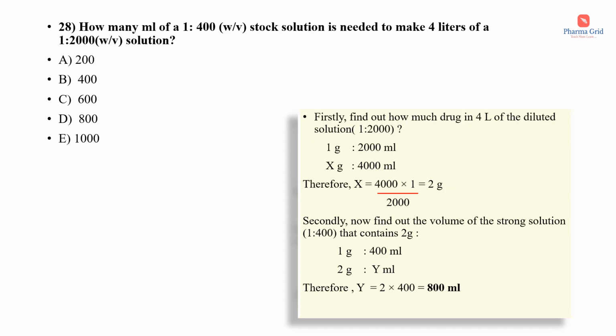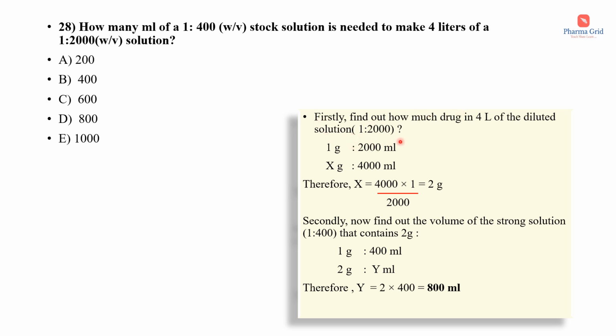Next question. How many ml of a 1:400 weight by volume stock solution is needed to make 4 liters of a 1:2000 weight by volume solution? So in the question, we need to prepare 4 liters of a 1:2000 weight by volume solution from a stock solution having concentration 1:400 weight by volume. Firstly, we will find out how much drug is present in 4 liters of the diluted solution. In this 4 liters, the concentration they have given is 1:2000.